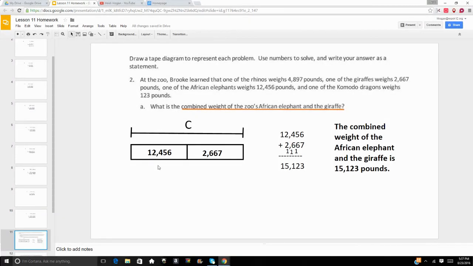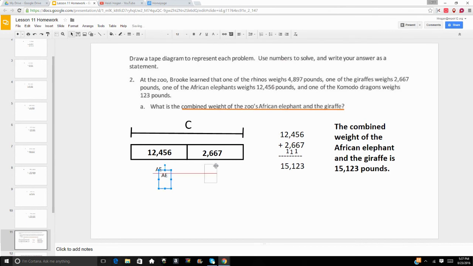Now, looking at this, I probably should have labeled, and maybe I'll do this now, if I can do this quickly. Copy. What is this? This is going to be 12,456. That is the African elephant. Whoops. We'll make that a little smaller. Doesn't have to be that large. Okay, African elephant.